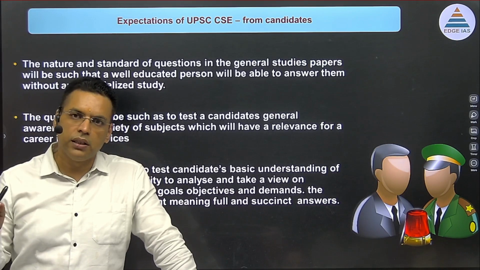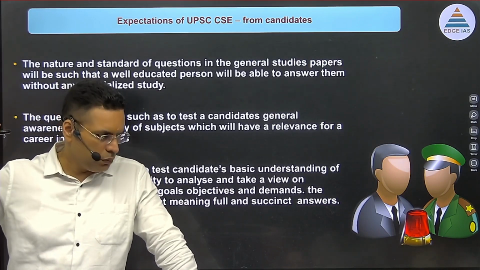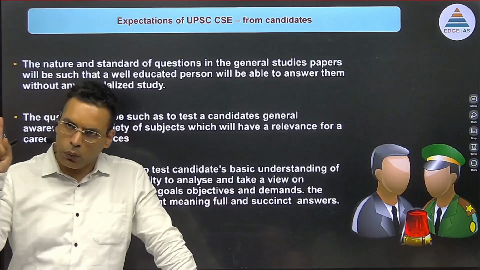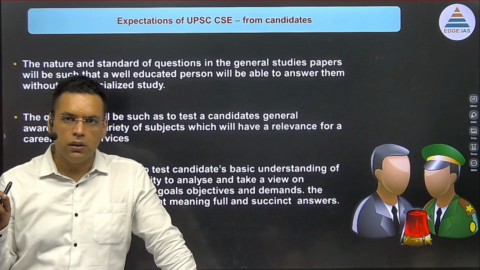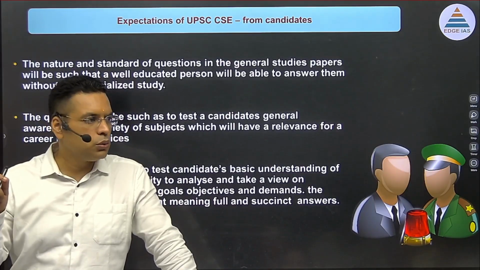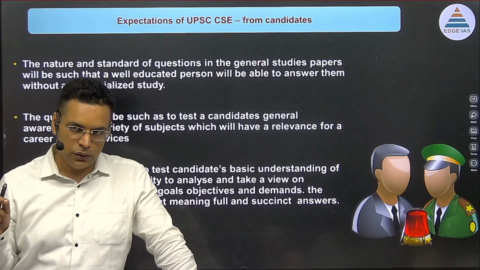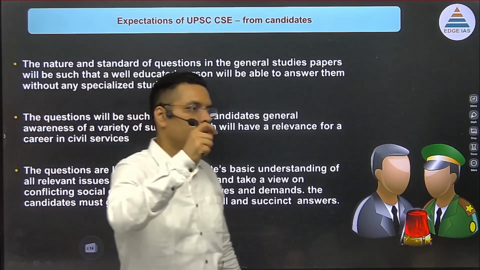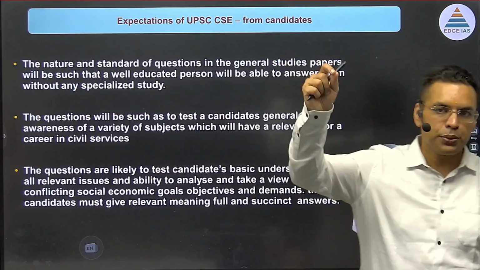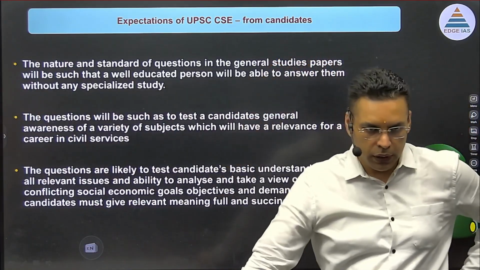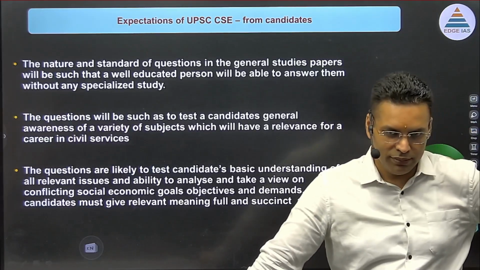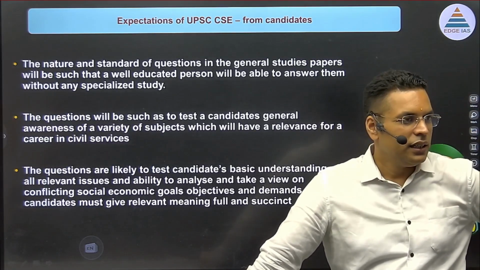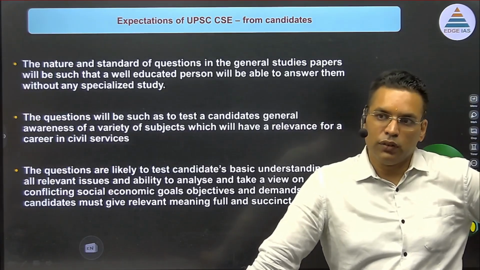For example, in the general studies, class 12th level basics and one newspaper understanding is needed. For optional, the knowledge has to be to the level of an honors subject. So for example, you do BA honors or political science honors, so that honors knowledge is required for the optional. But in GS, maybe one level below. Honors is one level up, right? So this is the requirement of the exam.